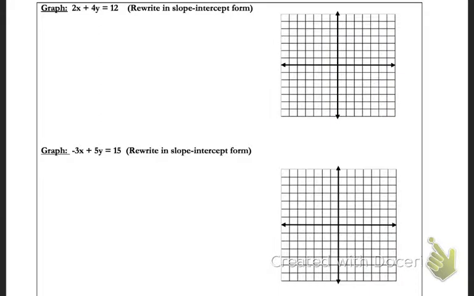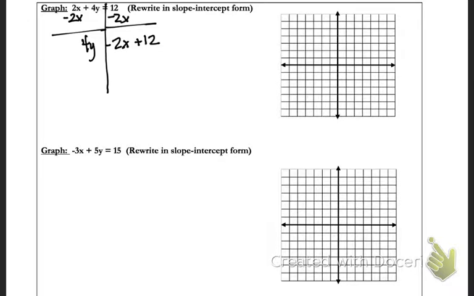This next one, we're going to have to rewrite it into slope-intercept form, and then we can identify the slope and the y-intercept and graph it. In this first equation, 2x plus 4y equals 12. We need to get y by itself by getting the 2x to the other side. So I need to subtract 2x from each side, remembering we're not combining 12 and 2x because they are not like terms. I'm left with y equals negative 2x plus 12.